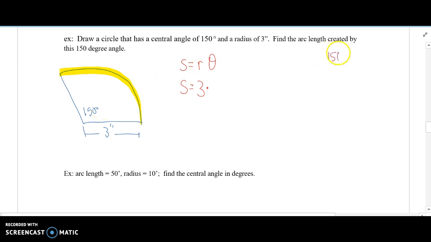Instead, we're going to convert 150 degrees into radians. So we'll multiply that by pi over 180. And if we simplify this, we can divide the denominator by 30, divide the numerator by 30, and cancel out the degrees as well. So we get that that central angle measured in radians is 5 pi over 6. So now when we multiply those together, we would get an exact answer of 5 pi over 2 inches. And to go to the calculator, we could multiply all that together and get about 7.84 inches. So that would be the length of this arc with that given central angle and that radius.